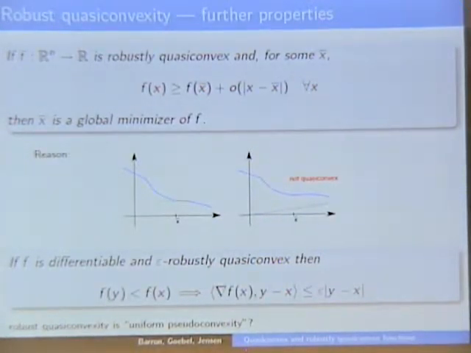So there is a stationary point in the generalized sense right there. You tilt it a little bit up, so you push this thing up. This is the picture you get. This is not quasi-convex anymore.